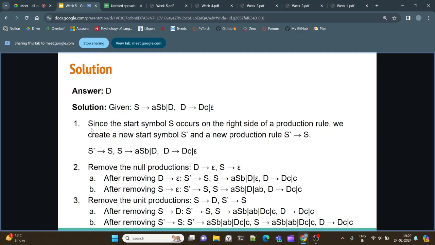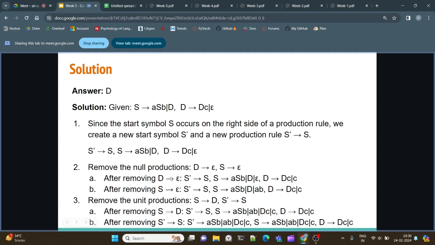So we need to take this into account and do some modifications. Since the start symbol S occurs on the right hand side of a production rule, we create a new start symbol S' and we add a new production rule S' to S. So what has changed? We added this new start symbol and this production rule S' to S. After that, everything is as it is. We are just rewriting the production rules that were already there.